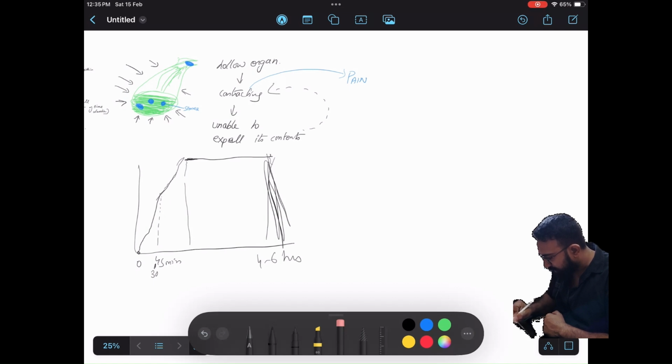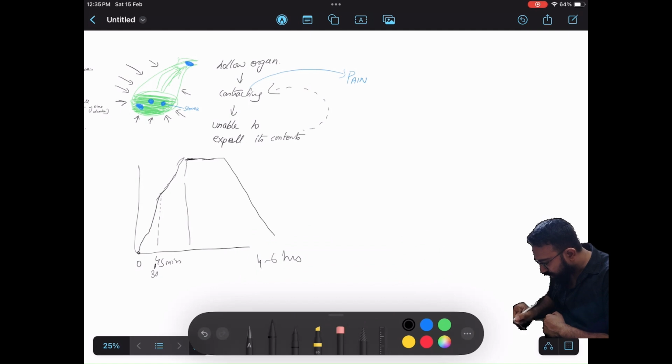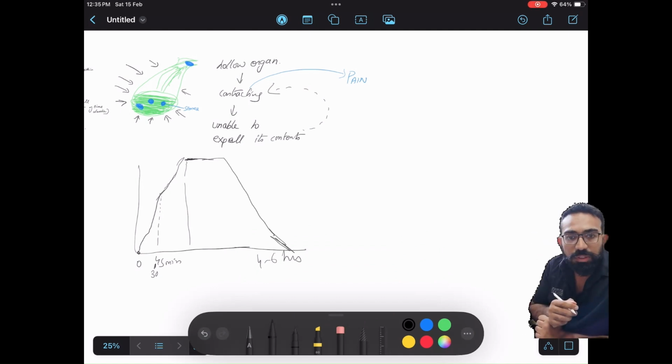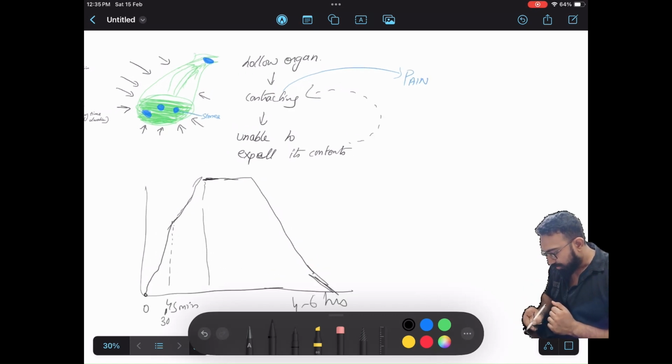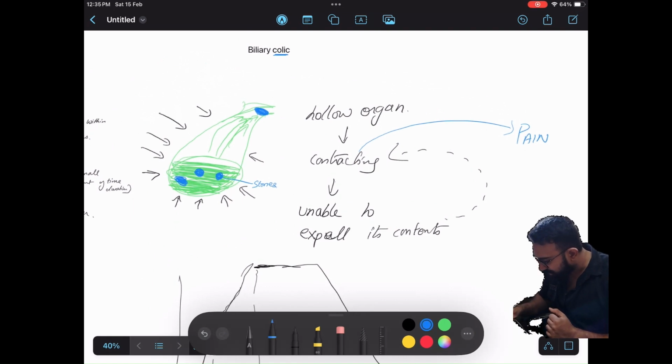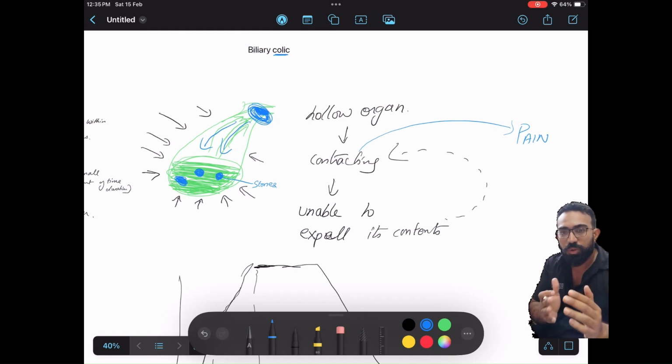The pain is going to go away at 4 to 6 hours. Why? Because the food has digested. The gallbladder has relaxed itself. It is no longer contracting under pressure. And the stone which is stuck over here, within 4 to 6 hours, is going to fall back and no longer obstruct the neck of the gallbladder. This is the reason why the pain will go away on its own.